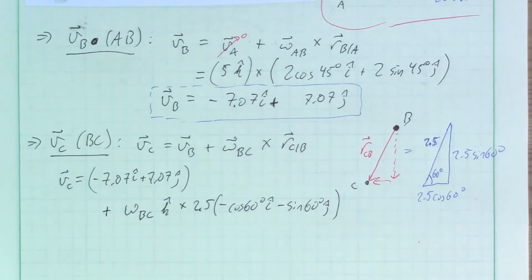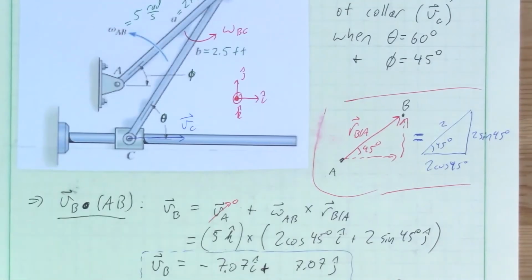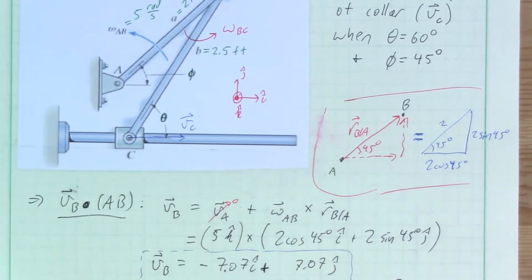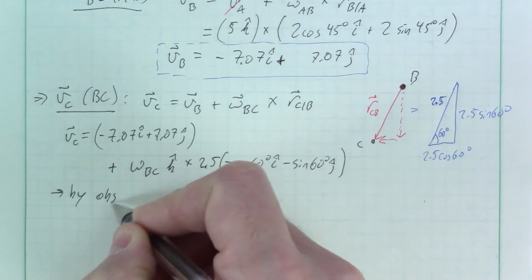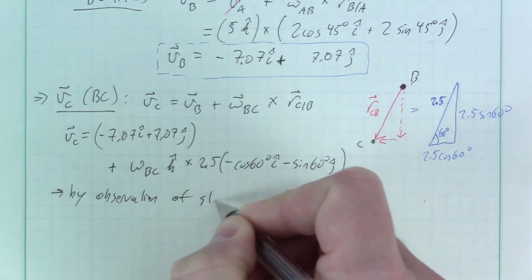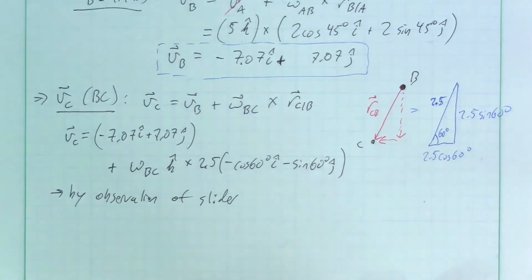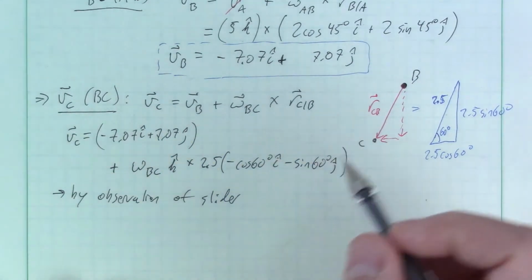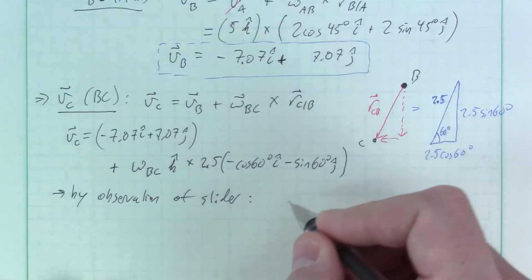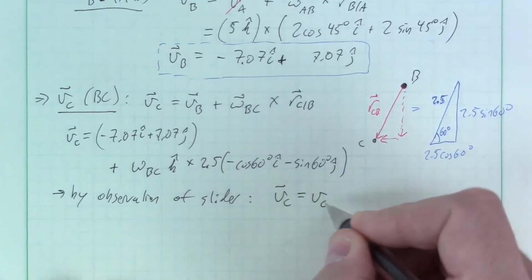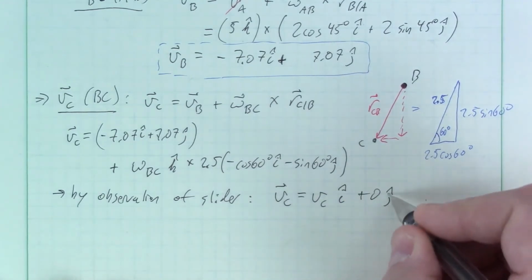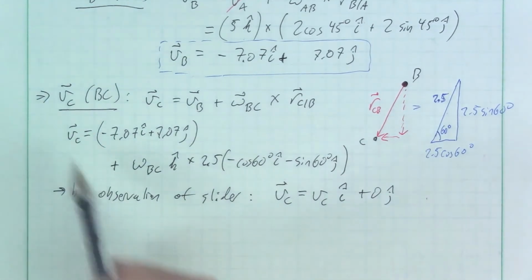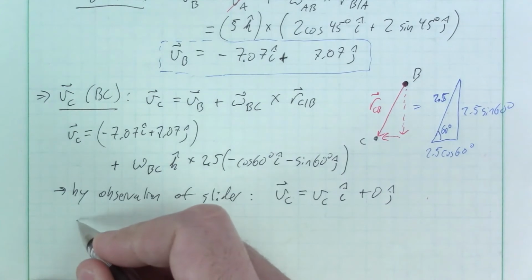Now by imposition of the slider, we know that VC is only in the I hat direction. It's not really observation, we're imposing it because there's a slider, and the bar there is oriented in the horizontal direction. We know that VC equals some magnitude in the I hat direction, that's the speed, and then nothing in the J hat direction.